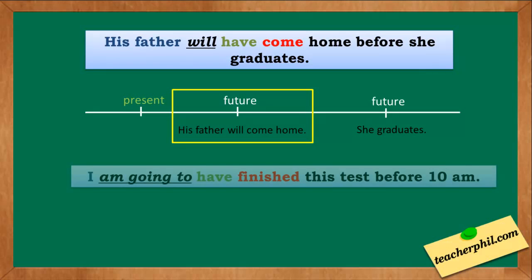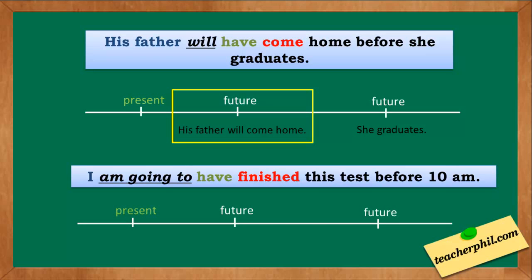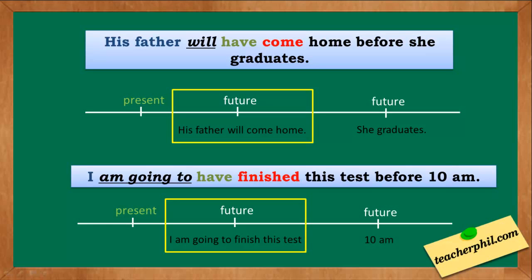Another example. I am going to have finished this test before 10 a.m. The two future events are I am going to finish this test. The second one, at 10 a.m. I am going to finish this test is our future perfect. That's why we resorted to the sentence, I am going to have finished this test before 10 a.m.